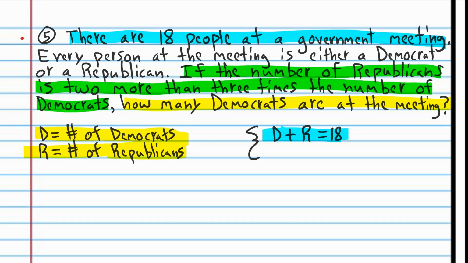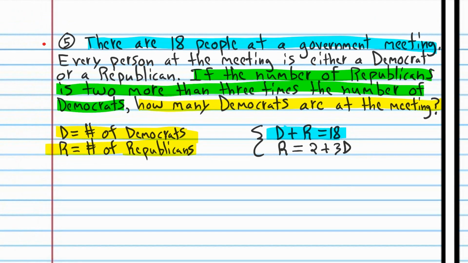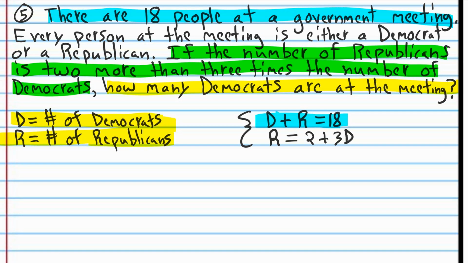So the number of Republicans, R, equals, a lot of times in math "is" means equals, 2 more than 3 times the number of Democrats. So that would be R is equal to 2 plus 3D. That's what that sentence means. If the number of Republicans is 2 more than 3 times the number of Democrats. Now again, a lot of students are going to write something like this. They'll switch the variables. So that's a common source of error.